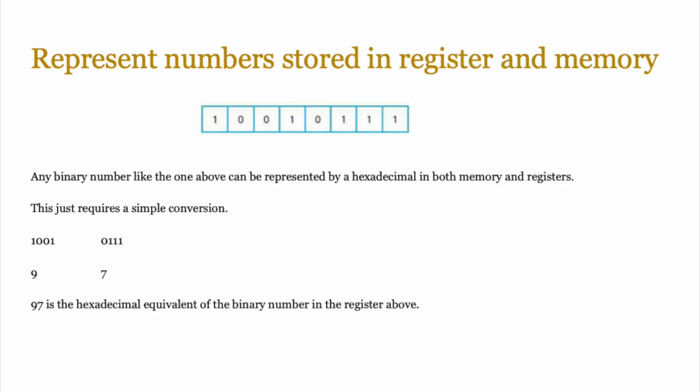We can also represent numbers stored in registers and memory locations in hexadecimal. So on screen, you see a register with a number, and you have to convert that into a hexadecimal number. So it's pretty straightforward. We split it into 4, and we convert each 4-bit binary group into the relevant hexadecimal digit. So 1001 equates to 9, and 0111 equates to 7. So 97 is the hexadecimal equivalent of the binary number in the register above. You could get questions like these as well, so don't get stumped by them. They're basically just normal conversions.